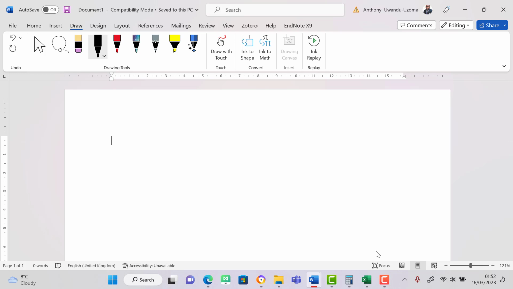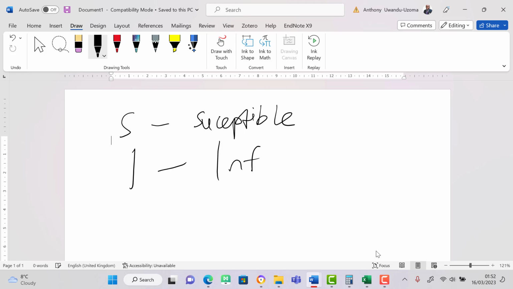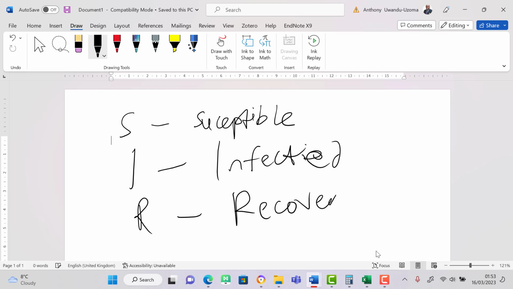So we have the SIR model. S stands for the fraction of the population that is susceptible to disease. I stands for the fraction of the population that are infected at any point in time, and R stands for the fraction, the number of people that have recovered.